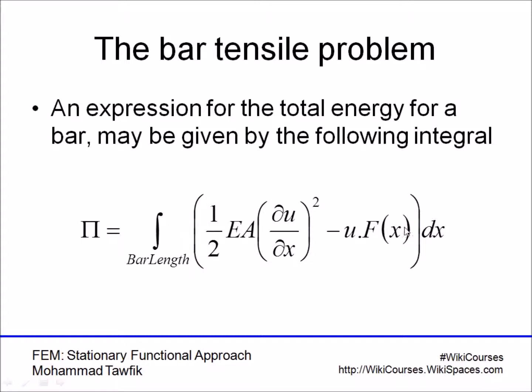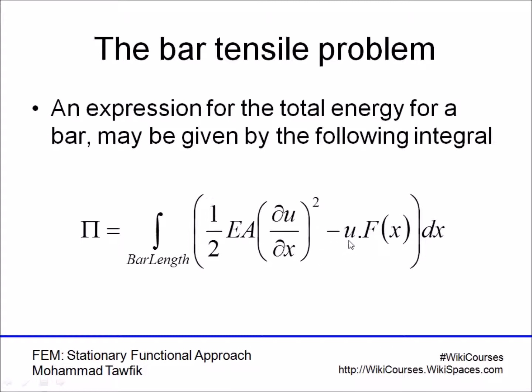And since everything is independent of y and z, the integration becomes the integration over x, the integration over the bar length. So it's reduced from a volume integral to a line integral over x. So what you see here now is just the modulus of elasticity times the cross-section area. Both are still included in the integral because they may vary over the length of the bar. However, in our example here, we will just say that they are constant.